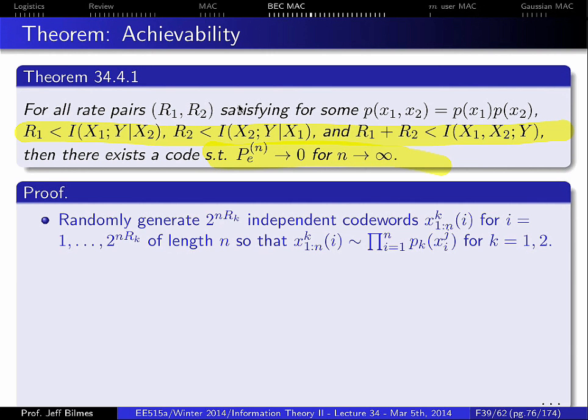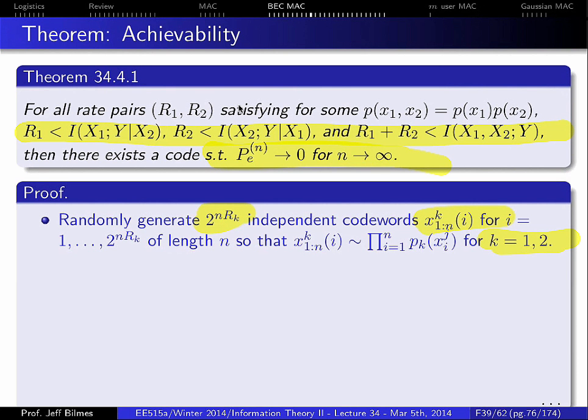First of all, we generate independent code words, like we did in Shannon. In this particular case, we need to generate 2 to the nR_k independent code words for k equal to 1 and 2, because we need code words for x1 and code words for x2. We've got a rate R1, we've got a rate R2. We've got n channel uses in both cases, and so we generate for each possible message i, from 1 to 2 to the nR_k, a string of x symbols of length n that acts as the code word for that message i. And that's what we're doing here. And we're doing it independently.